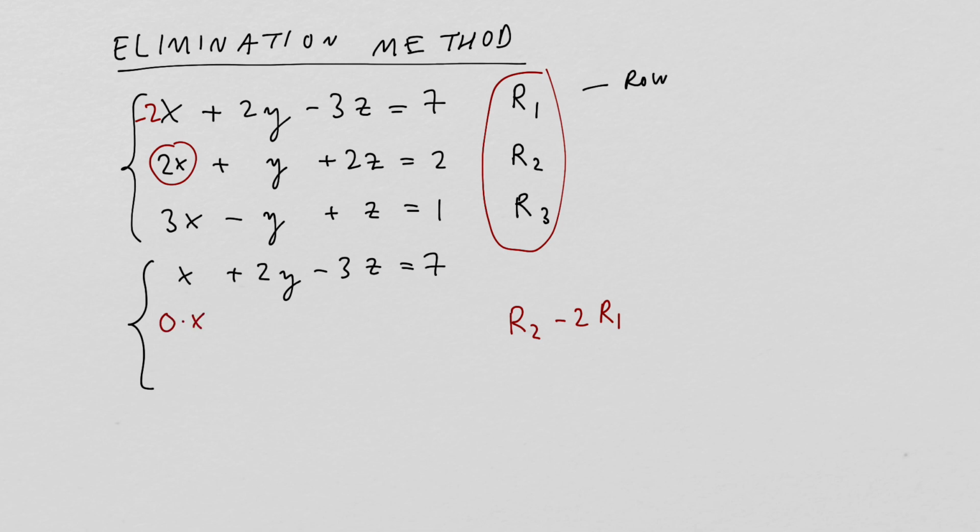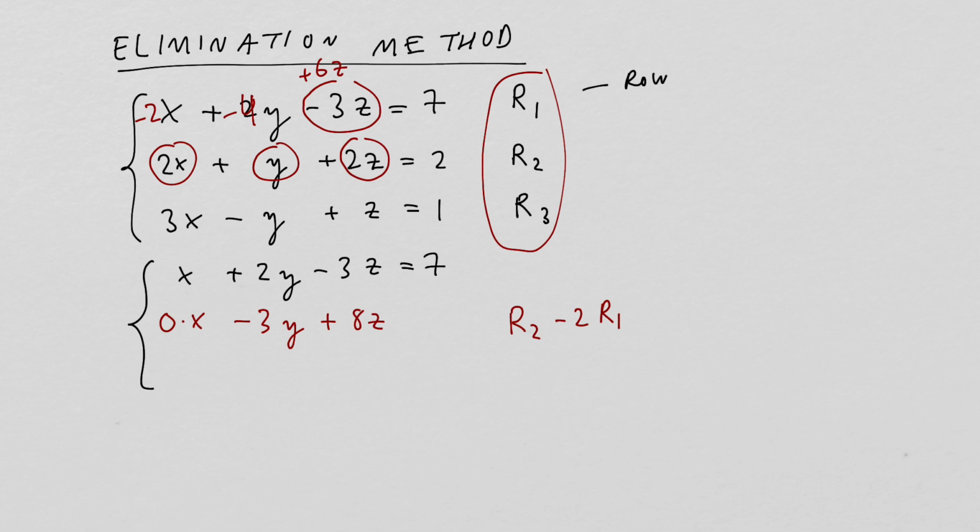We have y minus 4y, we get minus 3y. We have 2z, and if we multiply this with -2, we get plus 6z. In total we have 8z.